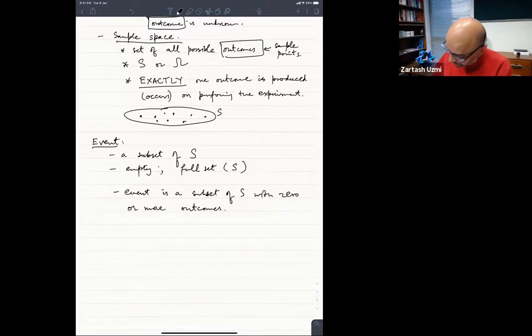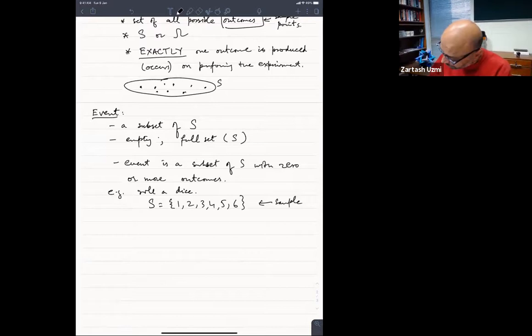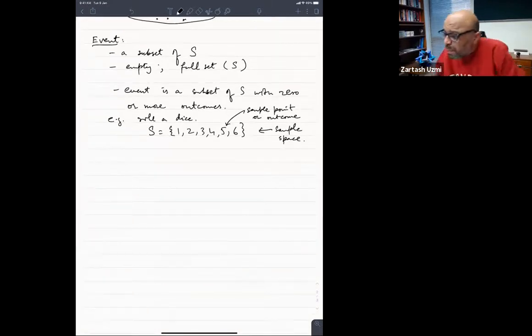So for example, roll a dice. What is S? S is 1 2 3 4 5 6, the sample space. This is our sample space जिसमें सब के सब outcomes आएंगी, and each of these is a sample point or outcome. कुछ भी कह लें इसको, sample point or outcome. I can define many different events in there.